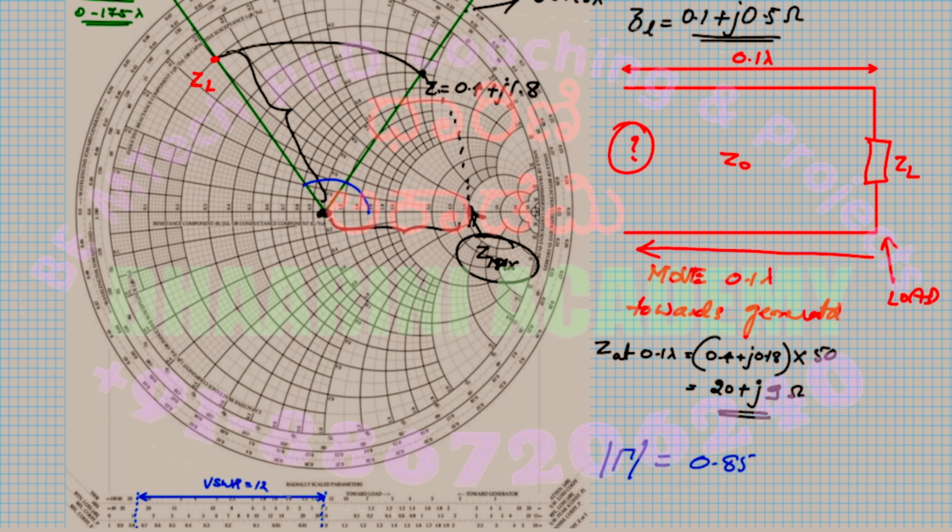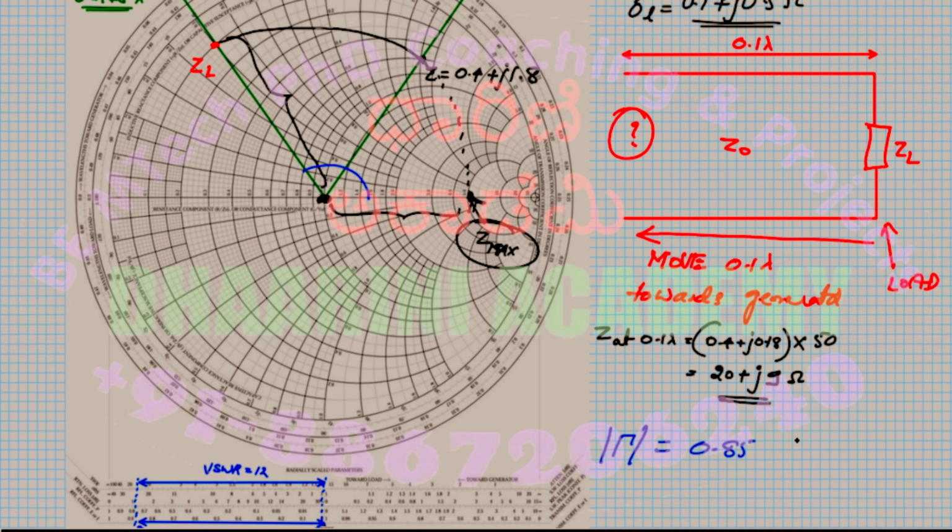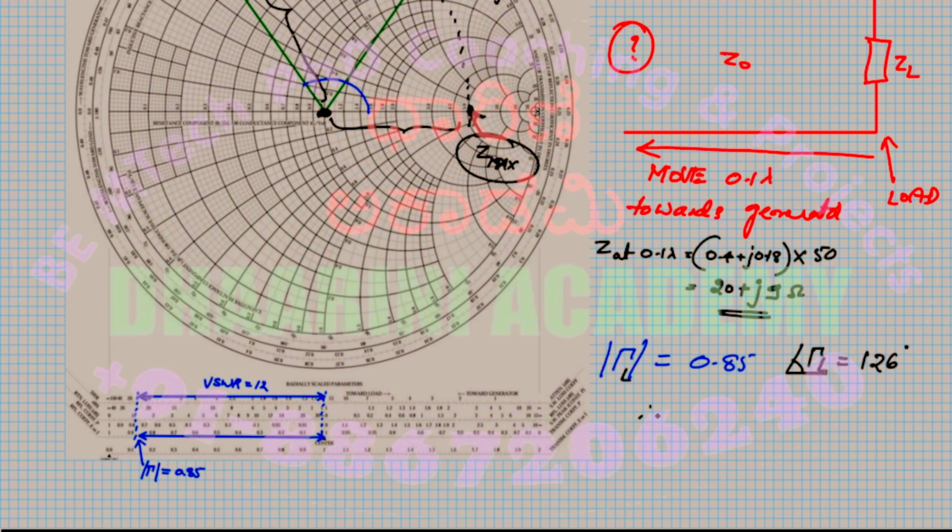All right. So what I do now, I'll write an angle. The magnitude of gamma is that. And this is what I'll write, gamma L. The angle of gamma L is equal to 126, exactly 126 degrees. So I can write that gamma L is equal to 0.85 at an angle of 126.